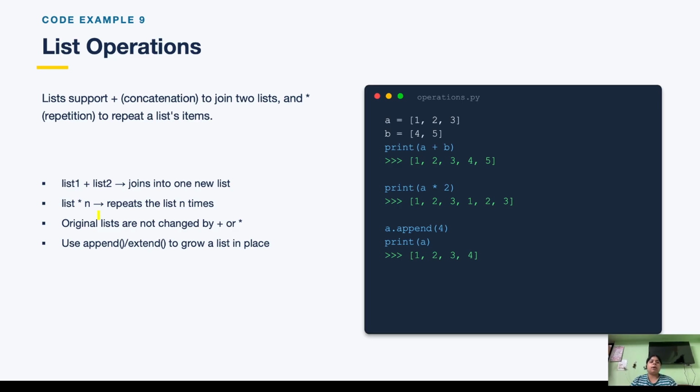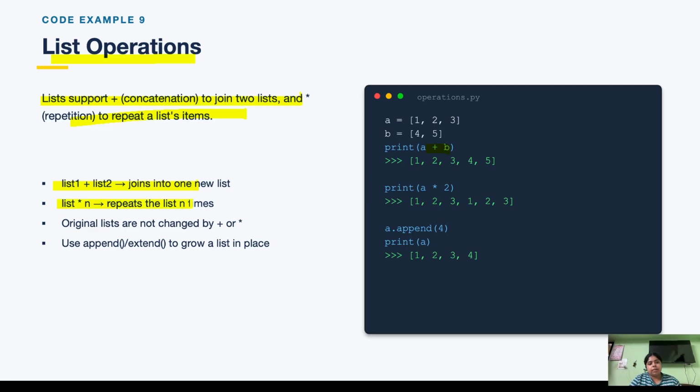Now let's talk about list operations. What are list operations? Lists support plus for concatenation to join two lists, and repetition to repeat a list's items. When you have to join two different lists, you use concatenation. Simply put an addition sign in the middle, and you are able to merge the two lists, like this. List 1 plus list 2 joins into one new list.